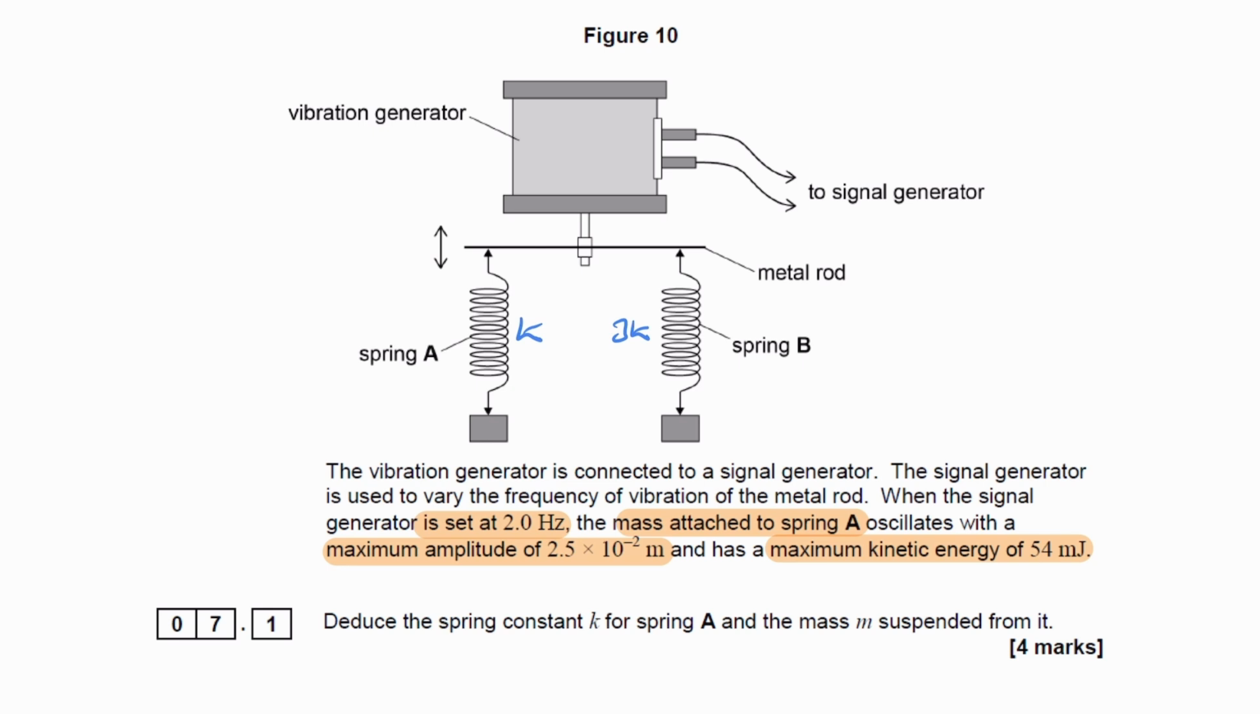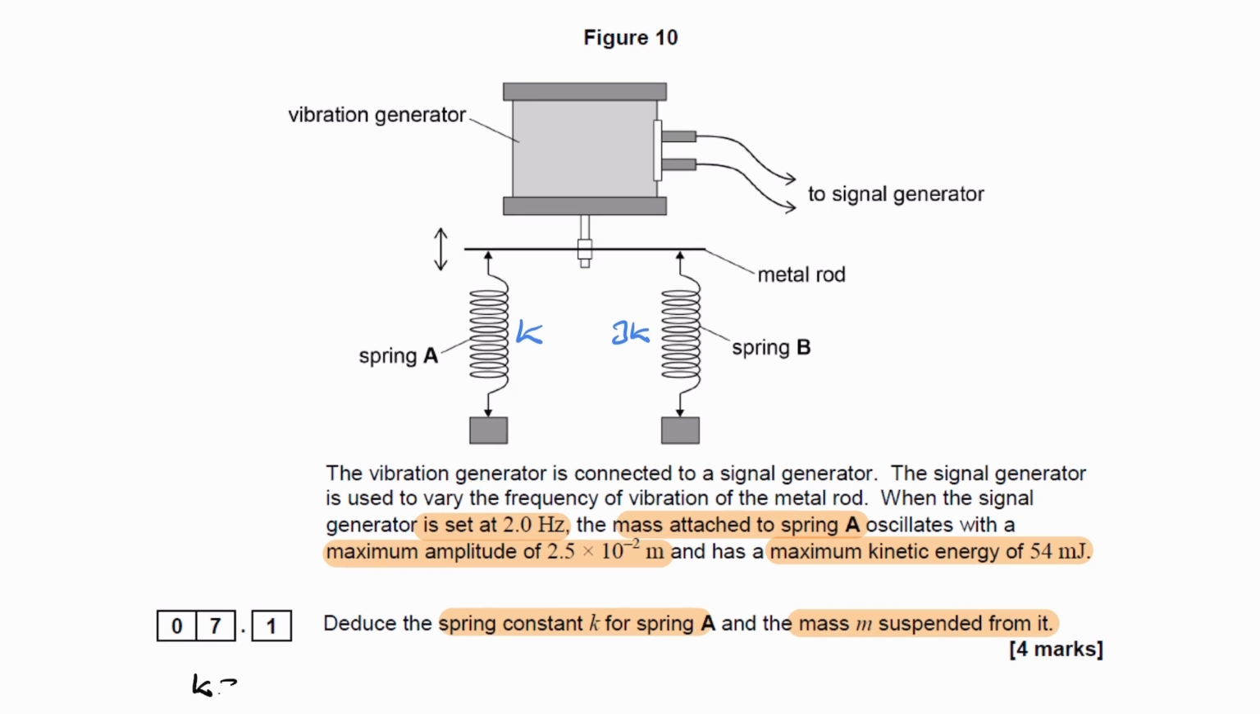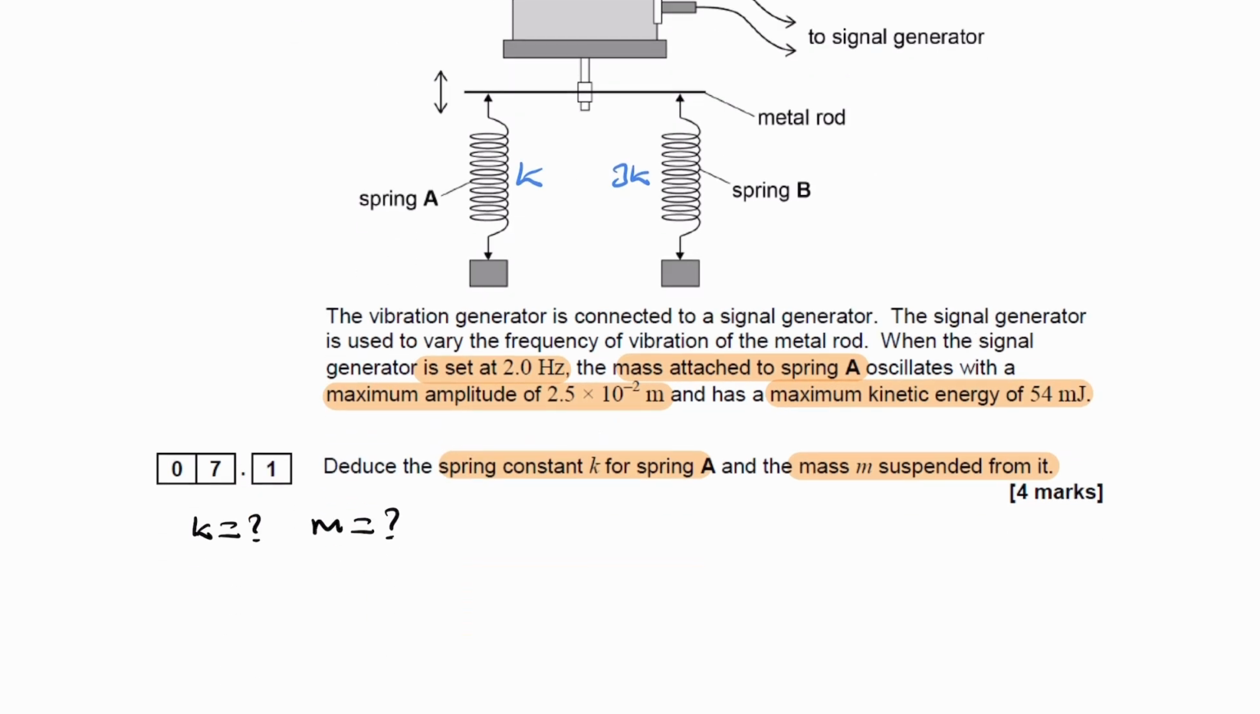We want to work out the spring constant for A and the mass m suspended from it. So we want to work out what K is, we want to work out what m is. We have the frequency, so this is the natural frequency of mass spring system A, that's 2 Hz. We have the maximum amplitude, which is the 2.5 times 10 to the minus 2, and we have the maximum KE, which I'll just call E. Maximum KE is the 0.054 joules, just converting that from millijoules to joules.